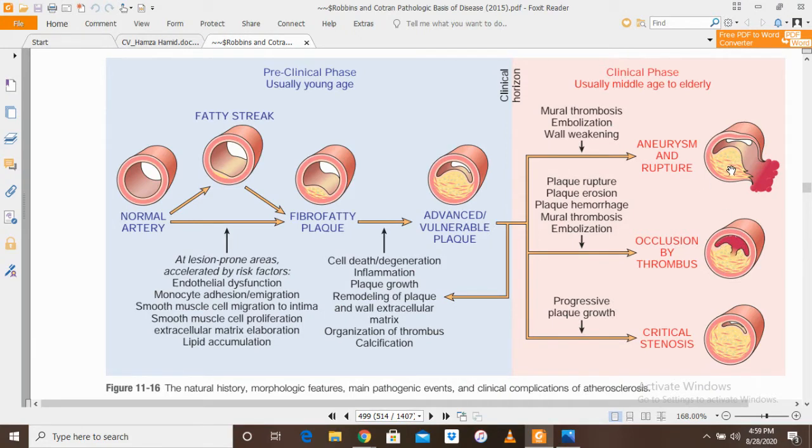And due to an atheromatous plaque, the distance between the lumen and the media is increased, due to which an aneurysm can form, with weakening of the vessel wall and rupture of the vessel wall can occur.